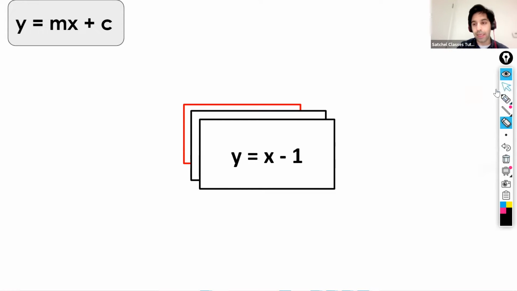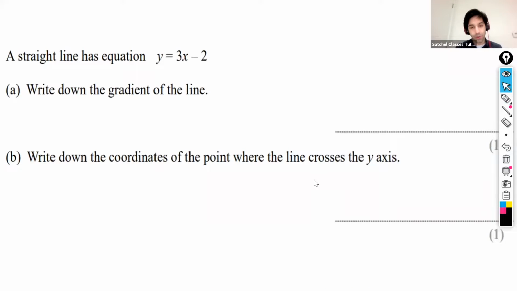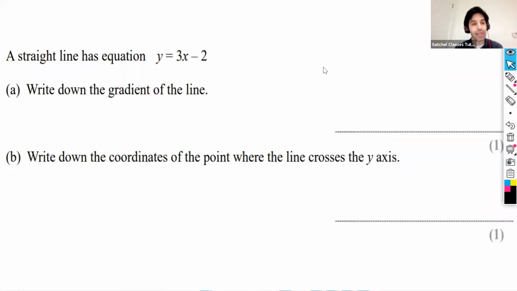All right. And moving on. So some exam style questions. We have a question here. It says a straight line has an equation y equals 3x minus 2. Write down the gradient of the line.